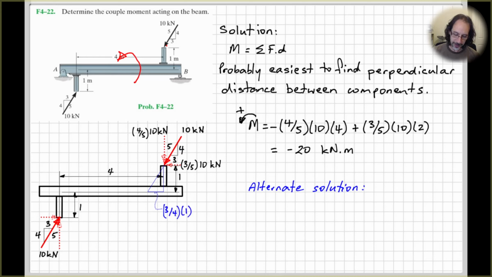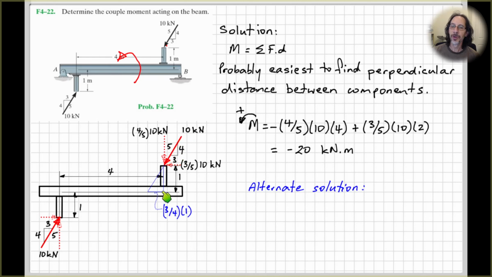So what I've done here as an alternate solution is to consider that this force here is going to act down through this line of action, and it's going to intersect this horizontal line here at this point here. So this little triangle here will have the same ratio of sides as the original triangle for our force here, because it's the same line of action.